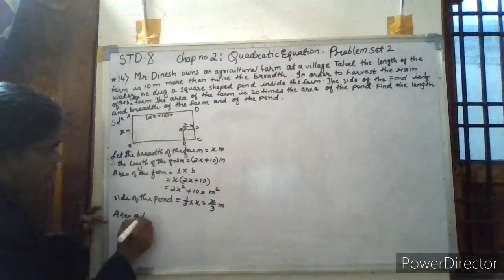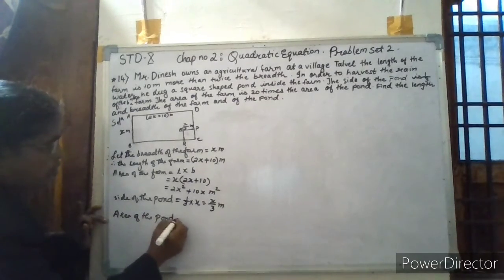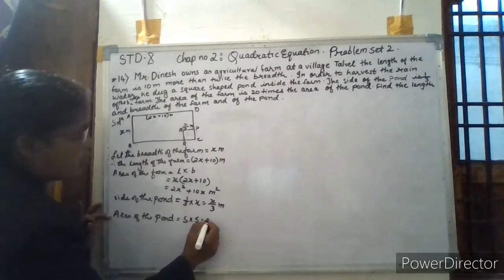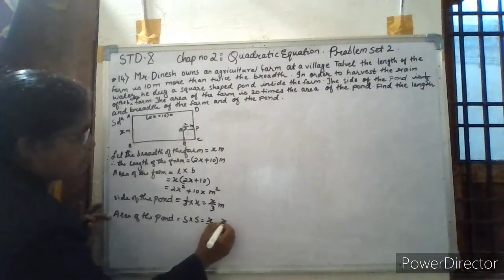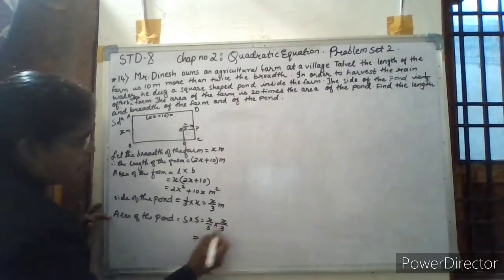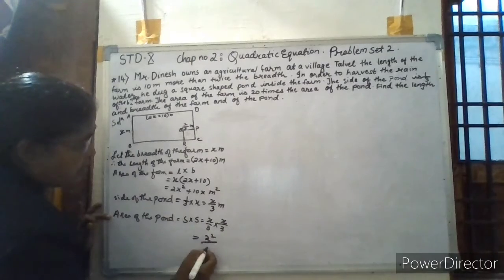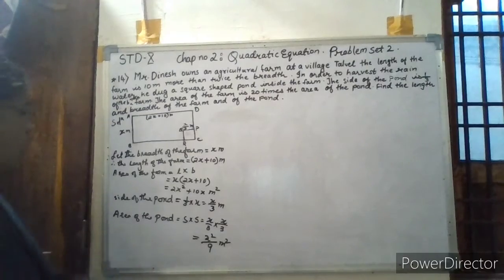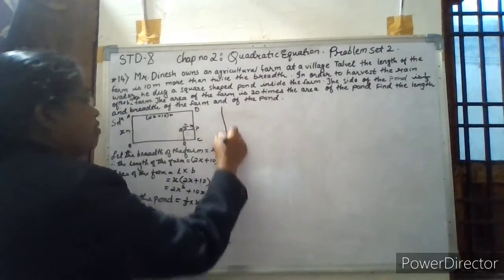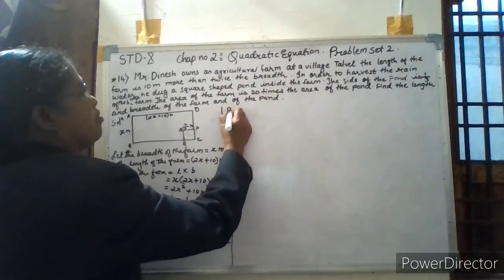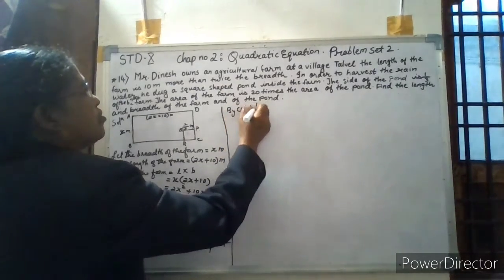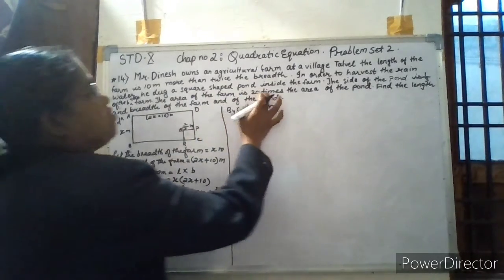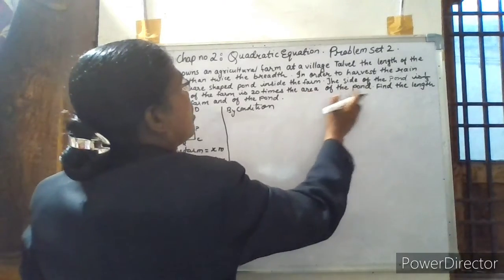Now the side of the pond is given, we'll find the area of the pond. Area of the pond is equal to, it is square shape, so side into side, that is x by 3 into x by 3, and that will give you x squared by 9 square meter. This much is the area of the pond. By condition it is given that the area of the farm is equal to 20 times the area of the pond.